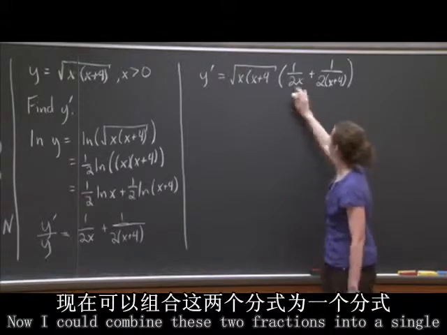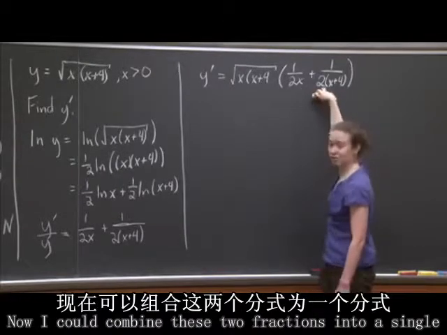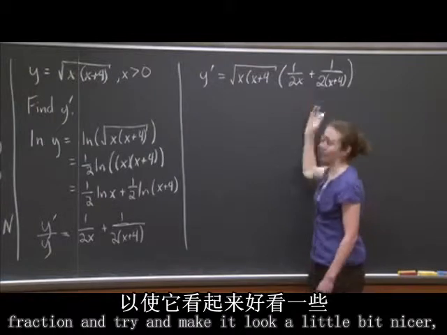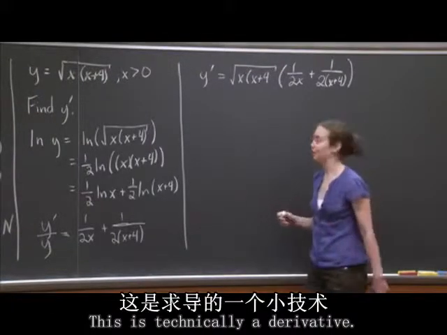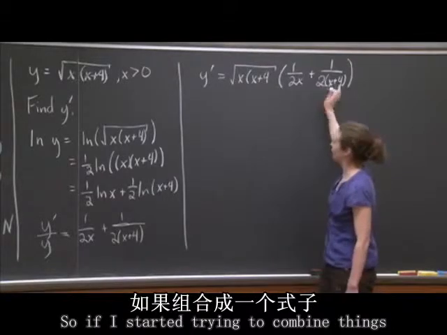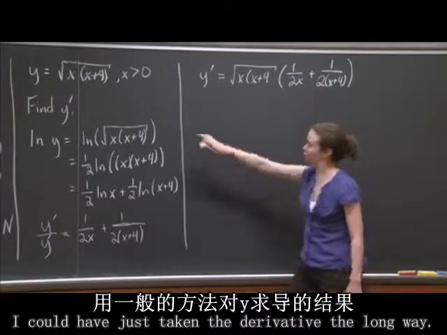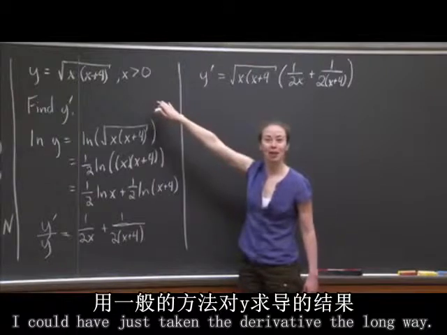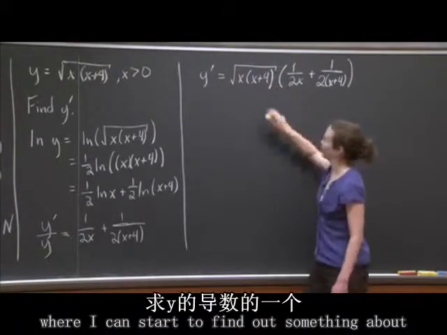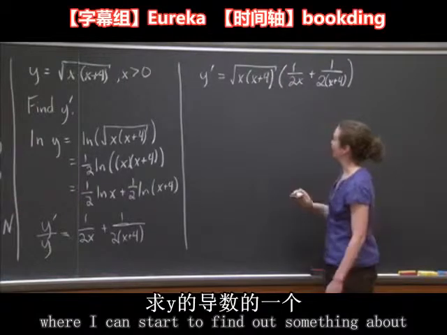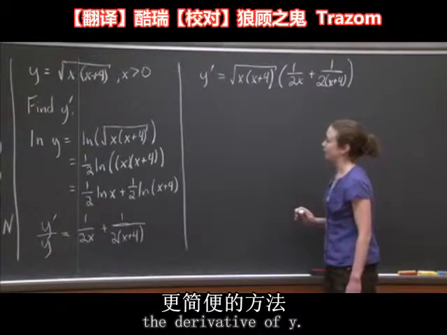Now I could combine these two fractions into a single fraction and try to make it look a little bit nicer, or I could just leave it this way. This is technically a derivative. If I started trying to combine things, I might find out that I could have just taken the derivative the long way. So this is a nice short way to get to a place where I can start to find out something about the derivative of y. So I guess I'll stop there.